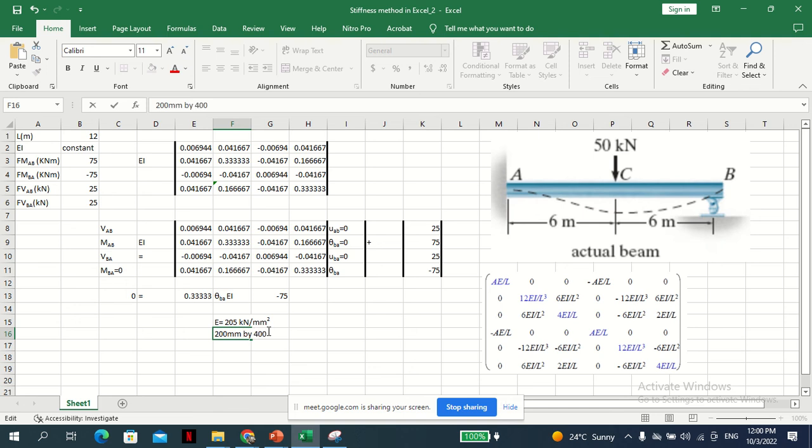Let me spell it out because students will still ask questions. Now the E is here. This dimension can help you get the I. So you can substitute here and get BA in terms of the actual values. Then you put here, then you're able to solve for VA, MA, and so on. Just to make sure the point sinks in, unless there's a question, class rep or anyone else.